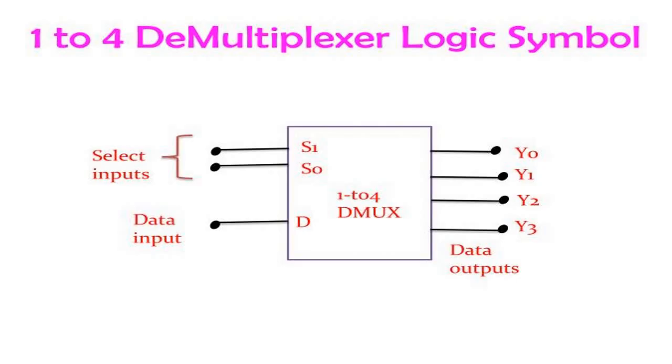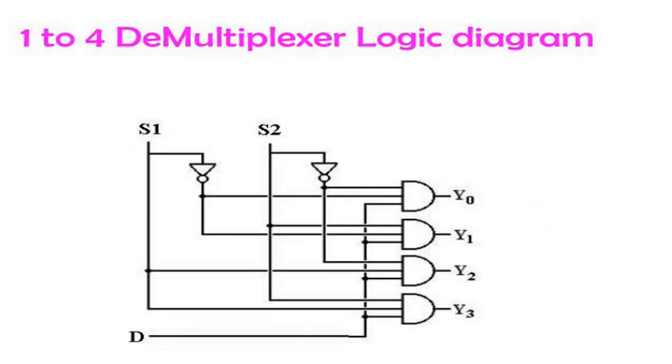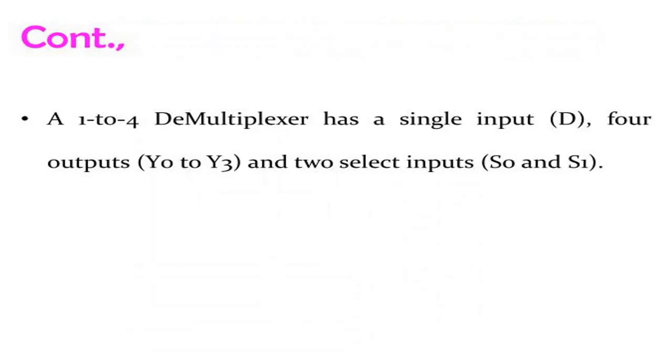Let us see the 1 to 4 demultiplexer logic symbol. As we see, a single input D will be provided, and there will be two selection inputs S1 and S0. Based on S1 and S0, the input D is connected to one of the outputs Y0 to Y3. So this is the logic diagram of the 1 to 4 demultiplexer. It has a single input D, 4 outputs Y0 to Y3, and 2 select pins S0 and S1.